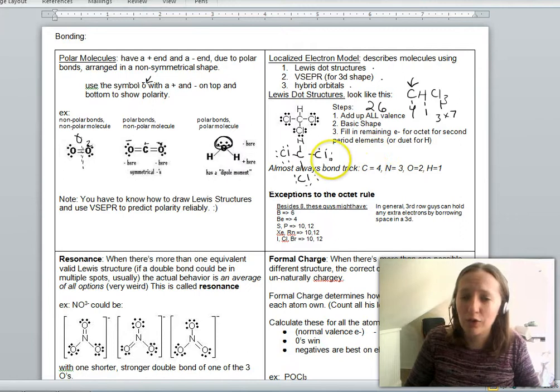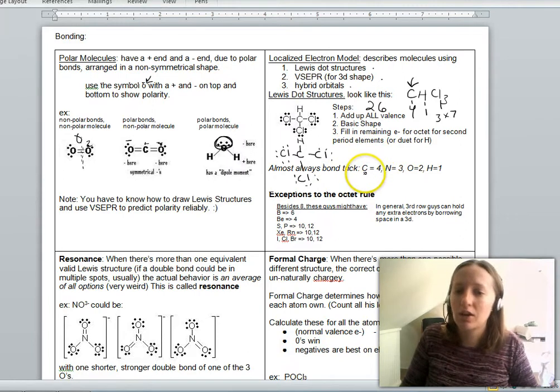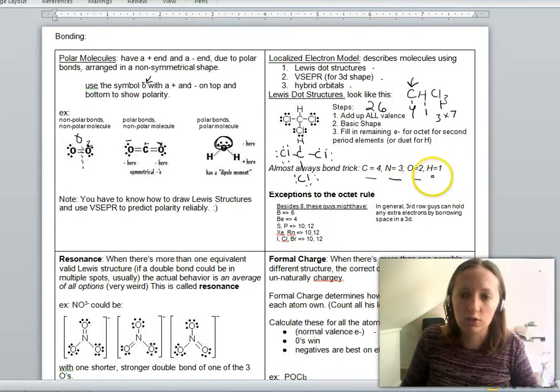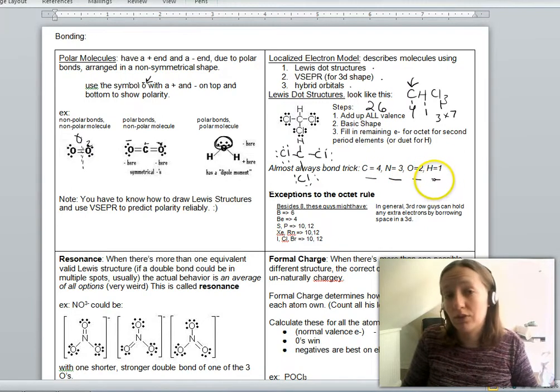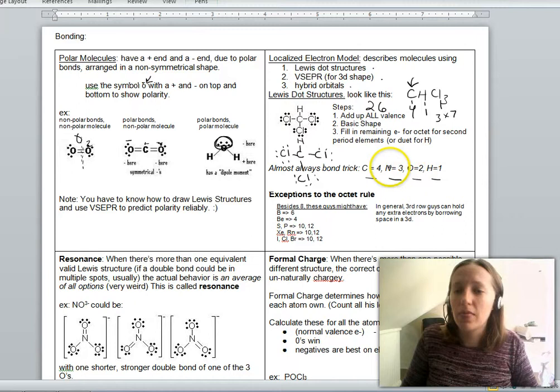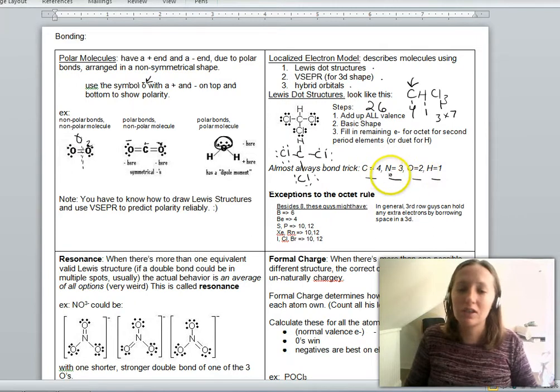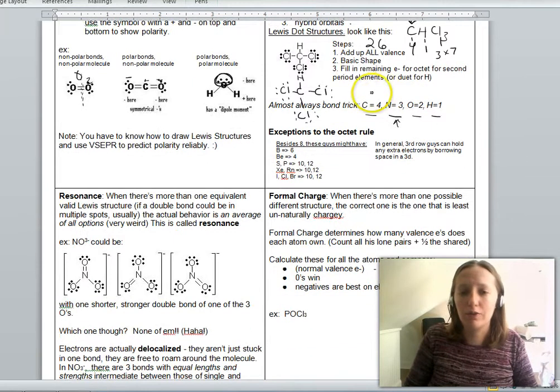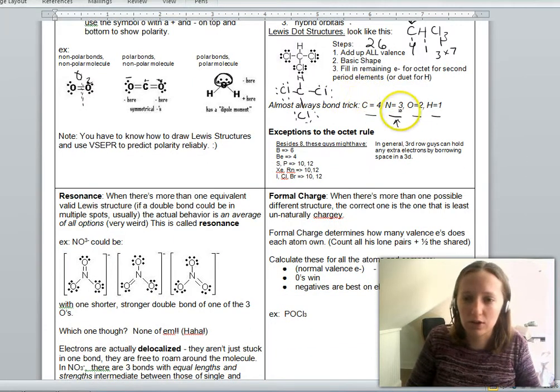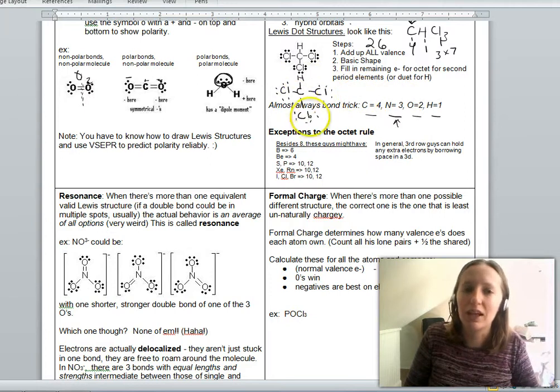One thing that's really helpful is the almost always bond trick. Carbon basically always has 4 bonds. Nitrogen basically always has 3 bonds. Oxygen basically always has 2. And hydrogen really only has 1, ever. Can't have more. There are random weird exceptions, and there's a couple of exceptions that you actually have to know about for nitrogen, and we'll get to those when we get to the problems. But that bond trick is very helpful, because then you can just make sure that you know ahead of time instead of having to really contemplate all the electrons.